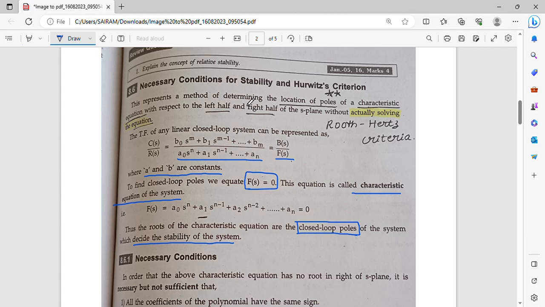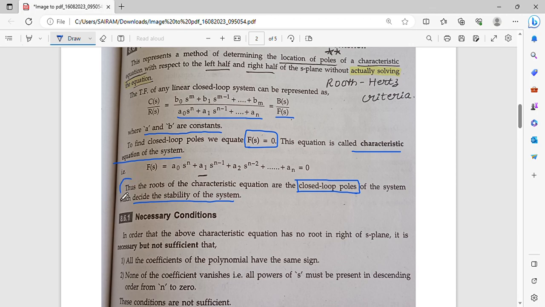As I told you, there are many methodologies in mathematics to solve the equation, but we are not using that. Apart from that, we are using a different methodology to find the number of poles with respect to the right and left half of the plane, right? And we also told what is f of s, and to find the closed loop poles we make f of s equal to 0. Closed loop poles are nothing but the roots of the characteristic equation, and they determine the stability of the system. So this one is very much important, right? And this is also important.